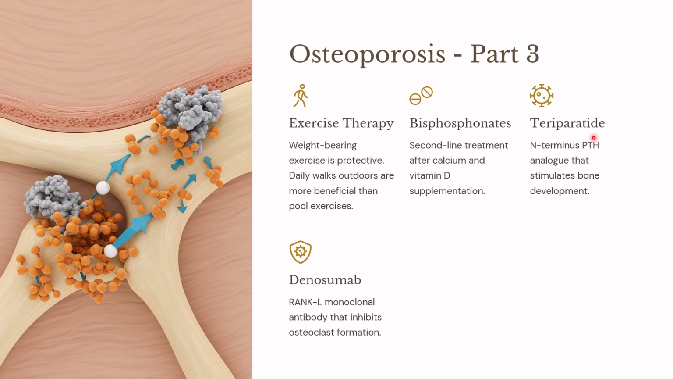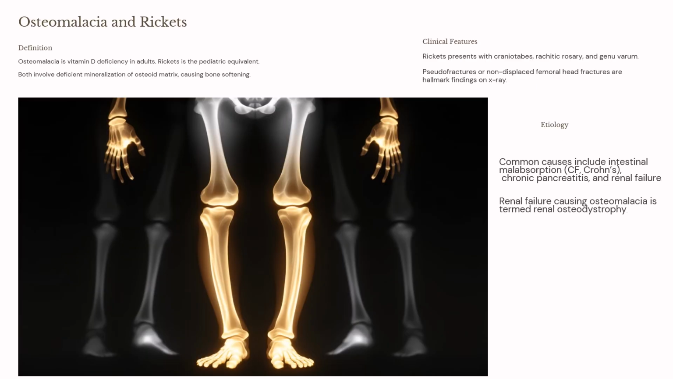Teriparatide is an N-terminus PTH analog that stimulates bone development. What about denosumab? Denosumab is a RANK ligand monoclonal antibody that will inhibit osteoclast formation, thereby acting as a treatment for osteoporosis. What is osteomalacia and rickets?